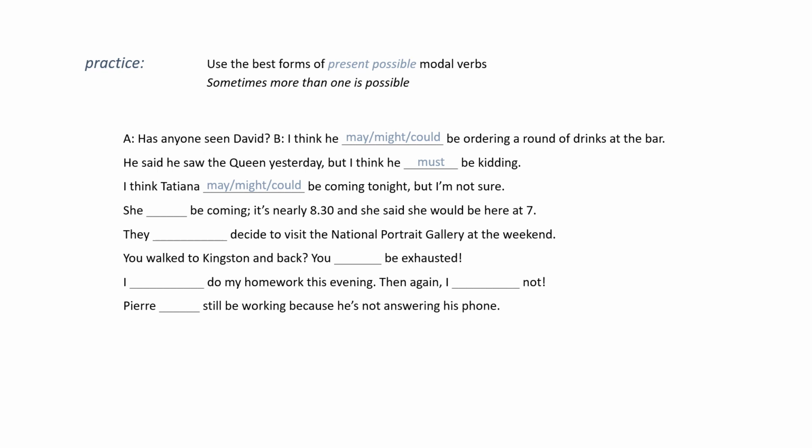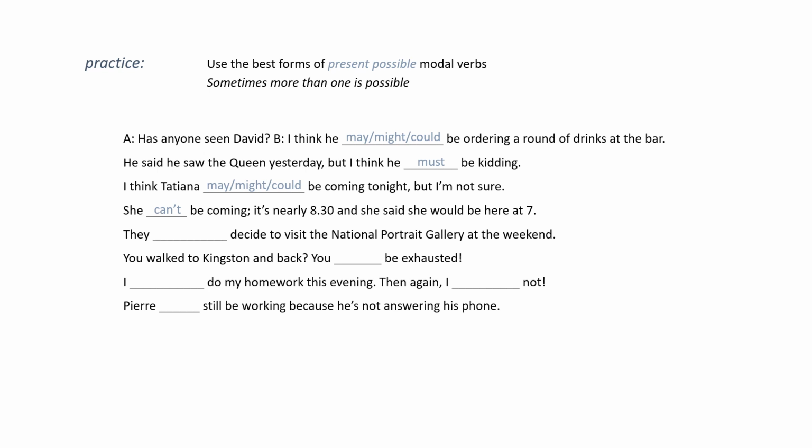She be coming, it's nearly 8:30 and she said she would be here at 7, so this is unlikely, isn't it? And so do you remember? Of course you do. She can't be coming. It's nearly 8:30 and she said she would be here at 7, and we're using logic here to say something is very unlikely.